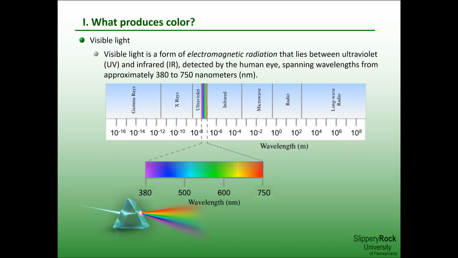In the next part, we will discuss how this light interacts with matter, how some wavelengths are absorbed and others reflected to create the colors we actually see in objects.